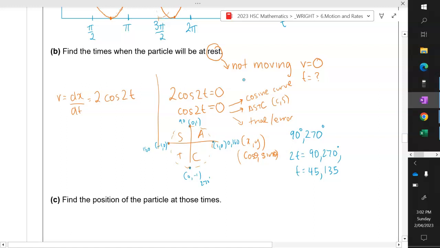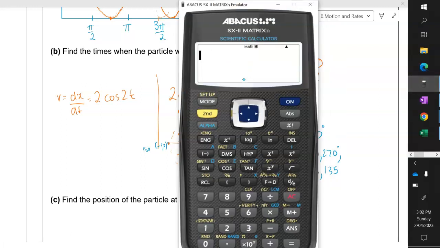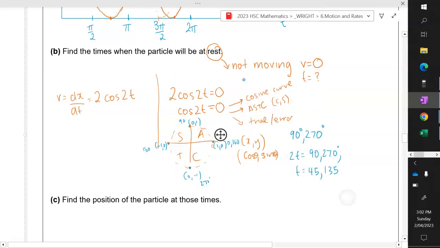So what have we got? We've got 90. Plus another 180, we've got 270. I'm going to go on another 180, which is 450. And we're going to keep adding on. So 450 divided by 2 is what? 225. And I want to now go and change these back to radians.